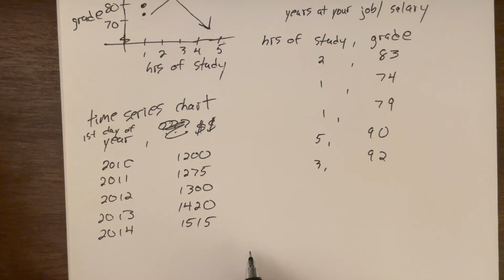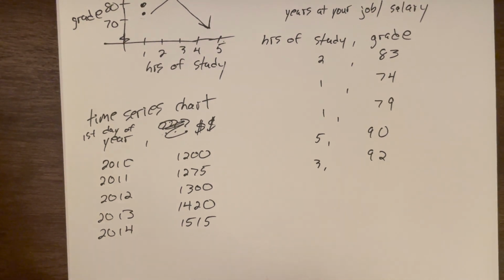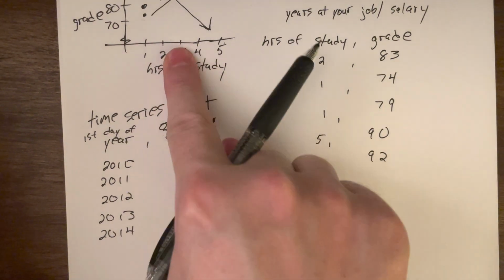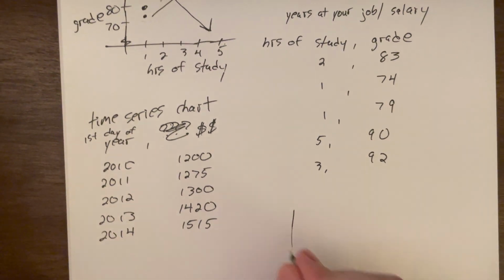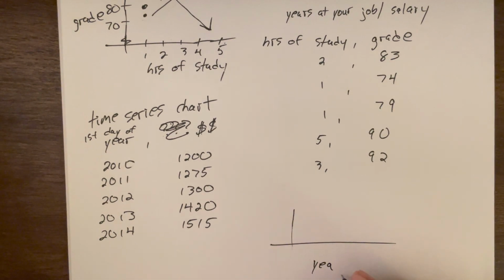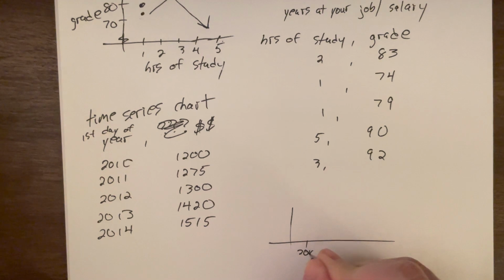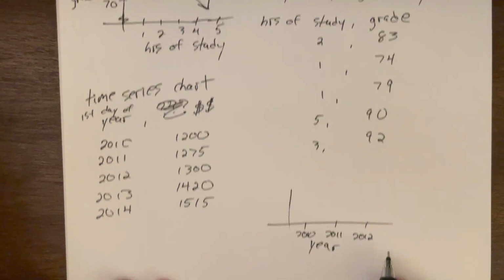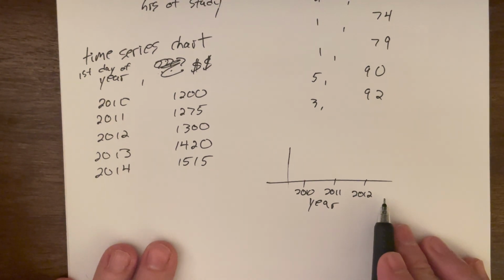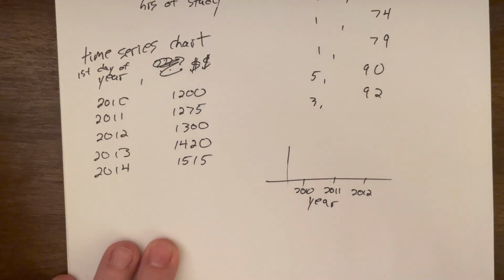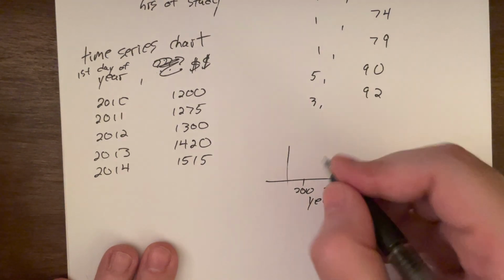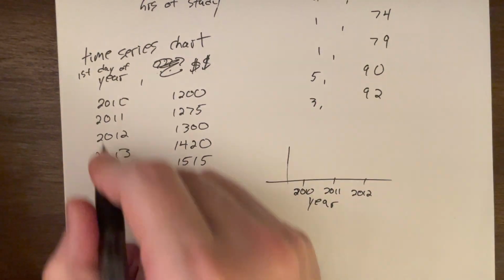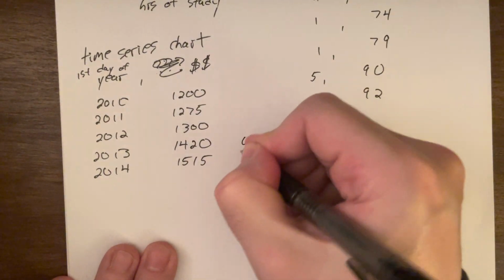This is a common way that we see data paired together. We still plot it like we would a scatter plot. So I'd have year: 2010, 2011, 2012. Maybe it's not by year. Maybe you're doing it by month, going January, February, March, April, whatever. And then we have how much money is in the account.